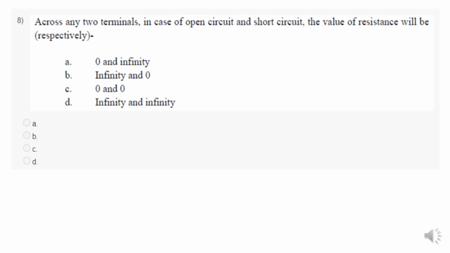Next: across any two terminals, in case of open circuit and short circuit, what will be the value of resistance? See here, in an open-circuited terminal, the current is equal to 0 and the voltage is equal to infinity. So the resistance is also equal to infinity. But consider the short circuit path. In a short circuit the current is flowing, but the resistance is 0 here. There is no resistance, and the voltage is also 0 in the short circuit path. That's all.